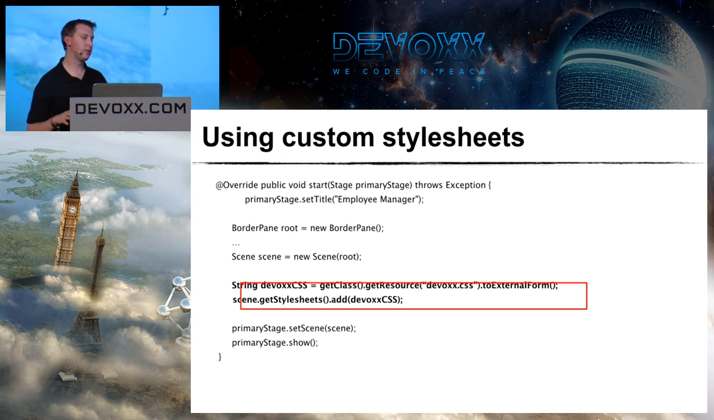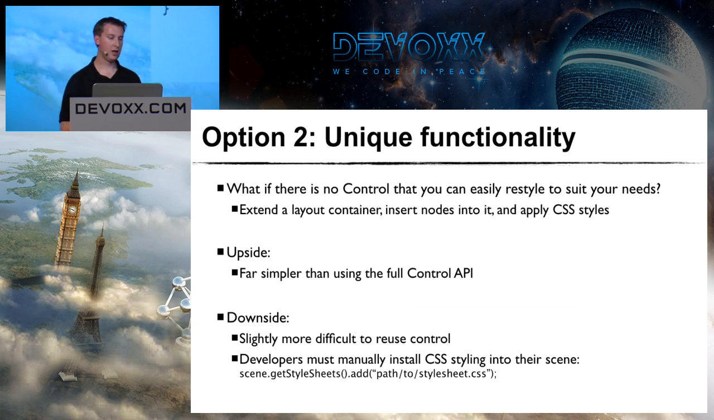So the next thing we do is obviously we have to take all these CSS changes that we've created and put them into a CSS file, which we've called devox.css. We kind of get the string by finding it relative to the class, and then we call scene.getStyleSheets, and then we add that CSS reference to the scene.